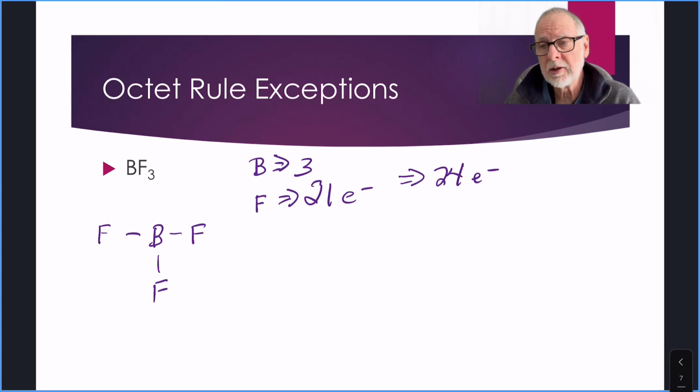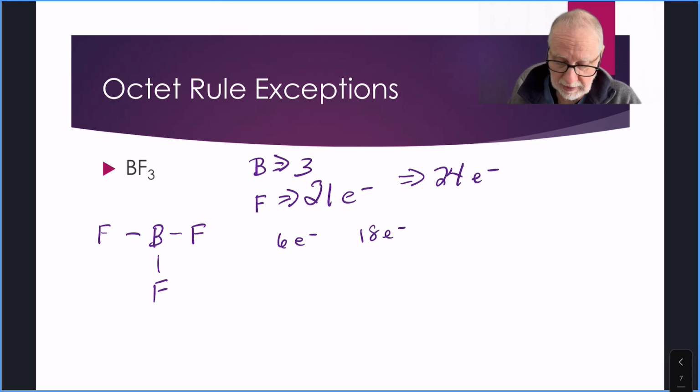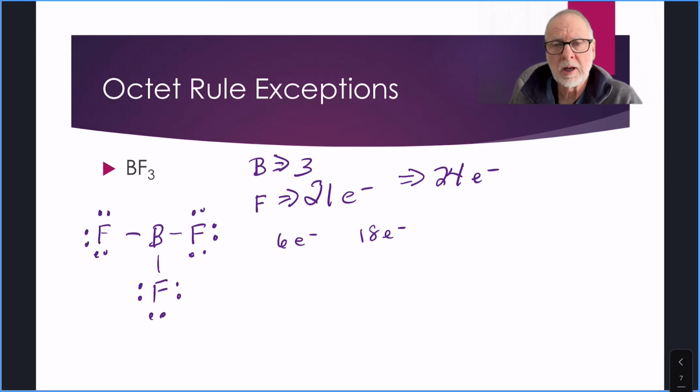And so those 3 bonds have already used up 6 electrons, of course, so that we have 18 electrons remaining. And if we take those 18 remaining electrons, and let's just go ahead and work on the fluorines, we can satisfy the octet rule for each of the fluorines by distributing 6 non-bonding electrons around each of the fluorine atoms, and that's a total of 24.